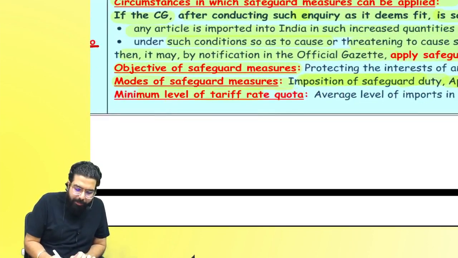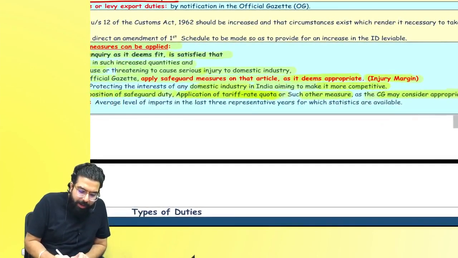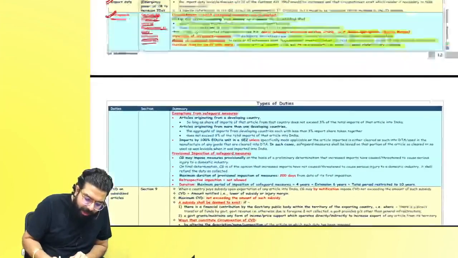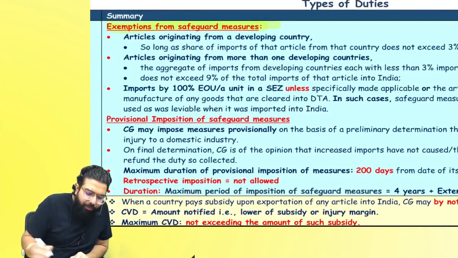Sir, what is the minimum level of tariff rate quota? Minimum level is the last 3 years' average. Average of last 3 years of import, basically the average level of import in the last 3 representative years for which statistics are available.